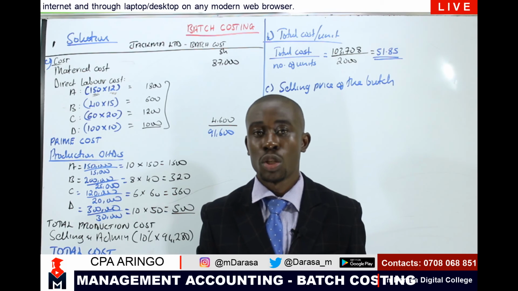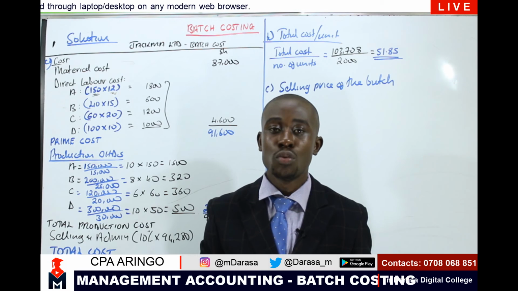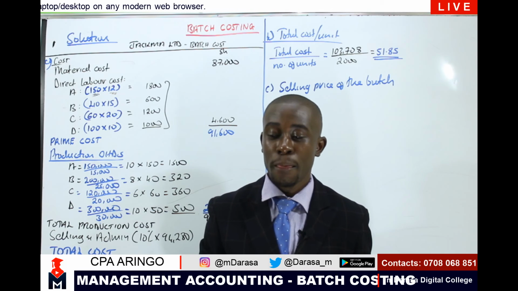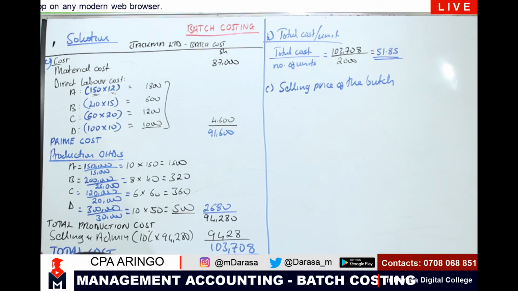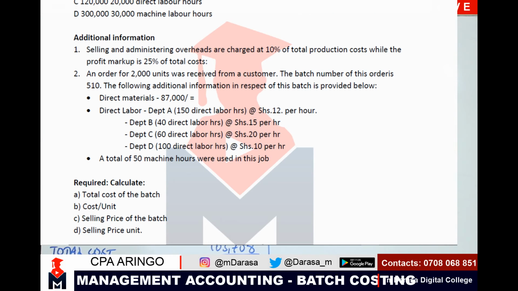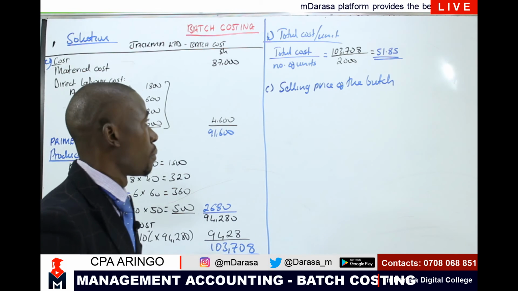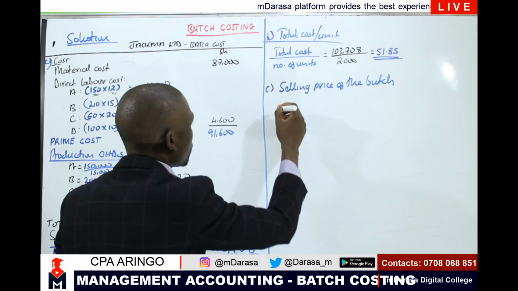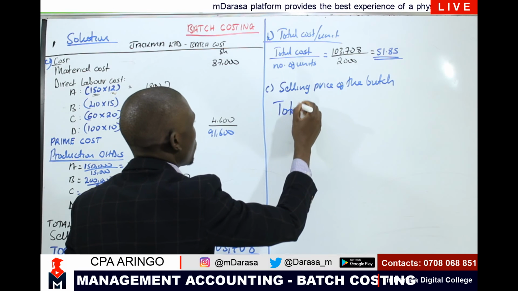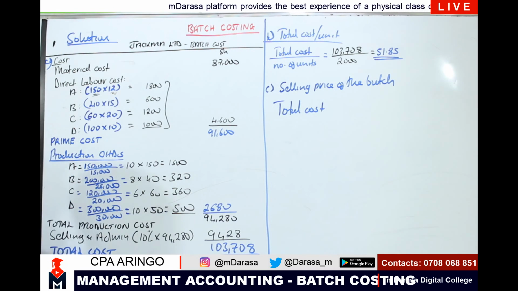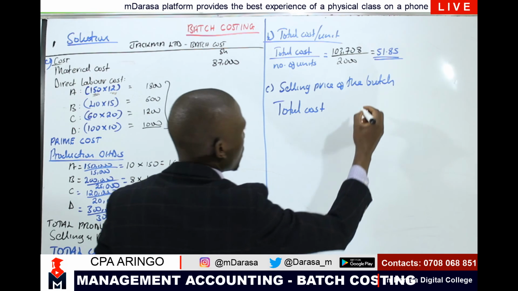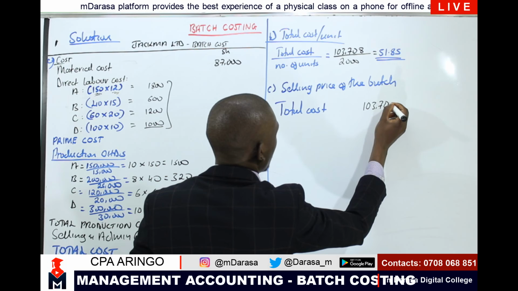We are told in note number 2 that an order for 2,000 units was received from a customer. The batch number of this order was 510. So I'm given 2,000 units. So that is what we are going to take. So 103,708, we divide by 2,000 units. As simple as that. So that should give us how much? 103,708 divided by 2,000 gives us 51.85 per unit.